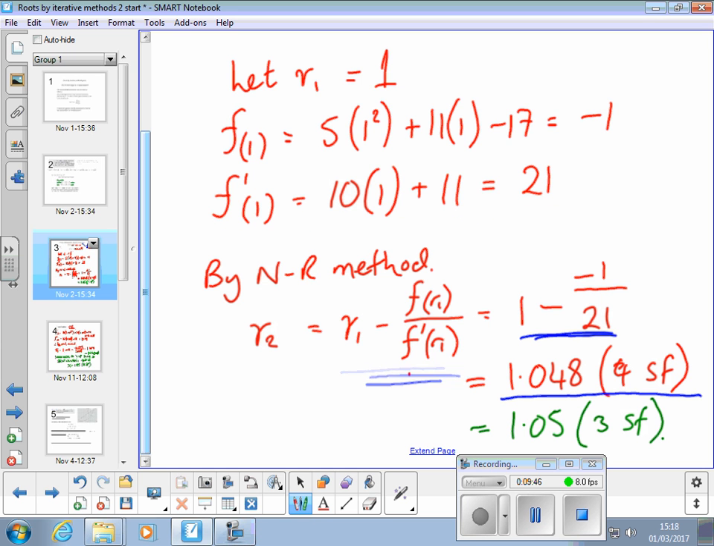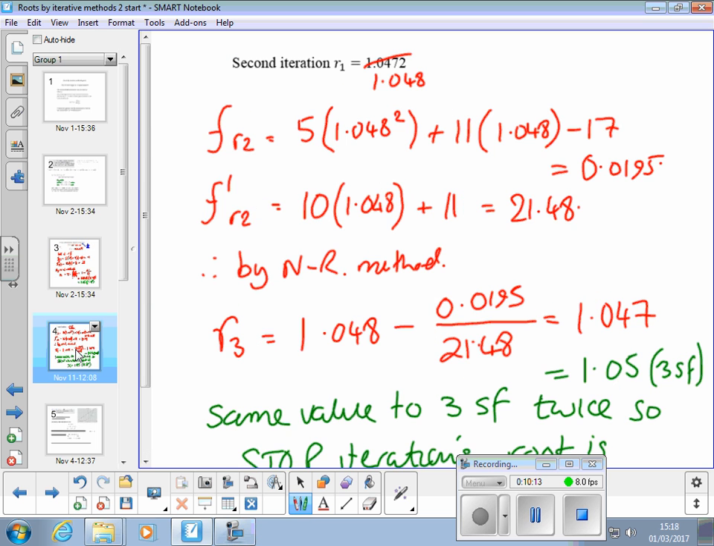And here, the new guess, we need to keep at least 1 more extra significant figure than we're looking for as a final answer, possibly 2. Each time we'll round it to the number of significant figures we're looking for, because if we get the same rounding to 3 significant figures twice, that's when we stop iterations. So on to the next page.